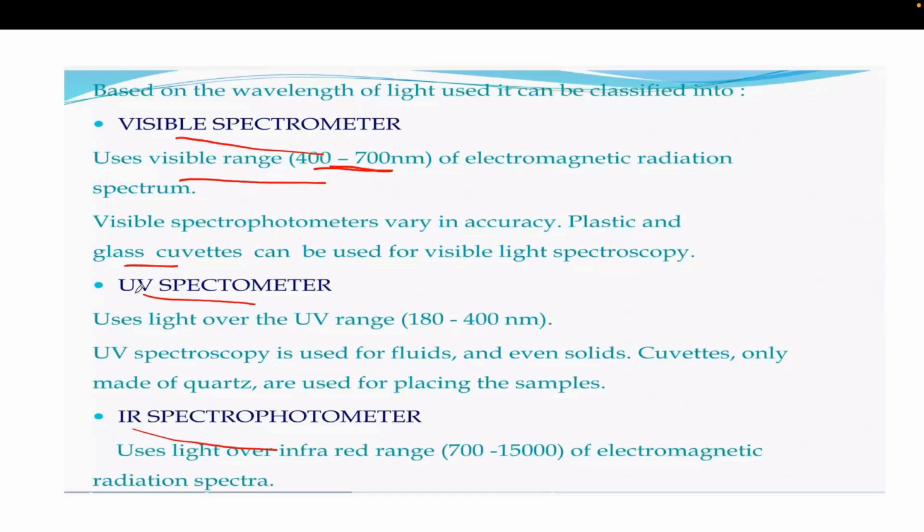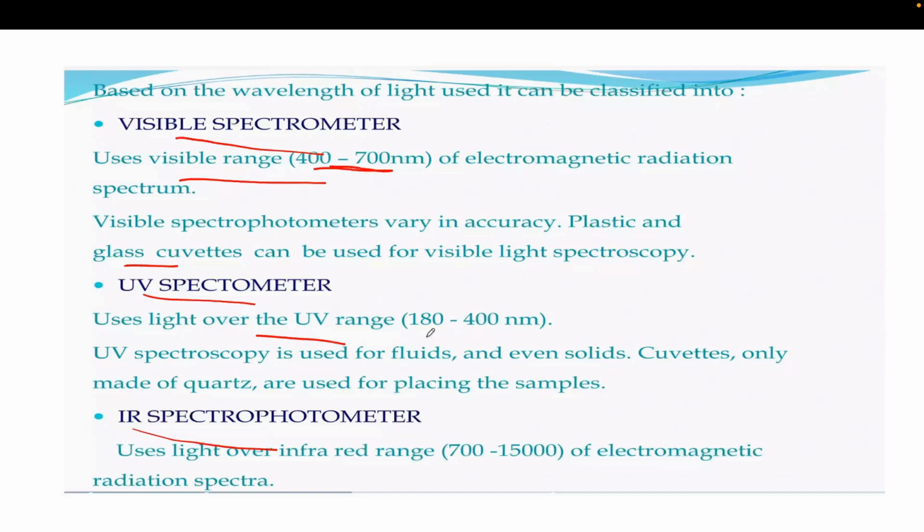Then you have the UV spectrophotometer. It uses light over the UV range, as the name suggests, that is 180 to 400 nanometer. This UV spectrophotometer is used for fluids and even solid material, and only cuvettes made of quartz are used for placing the sample.